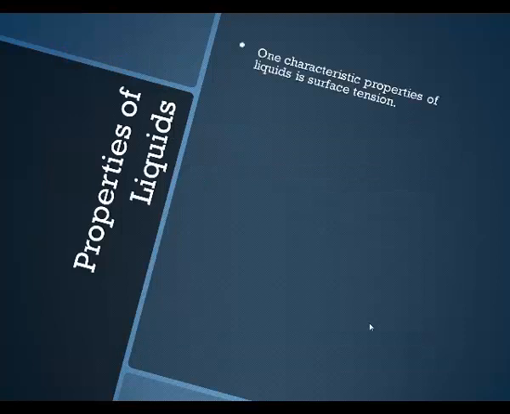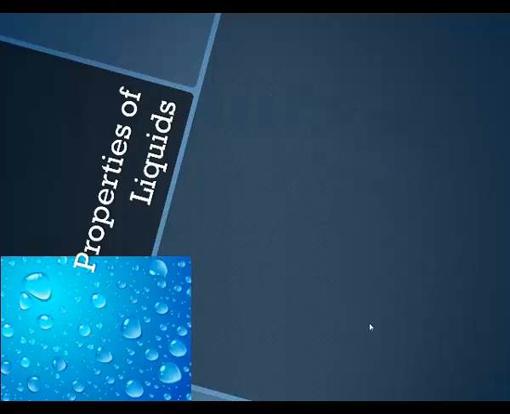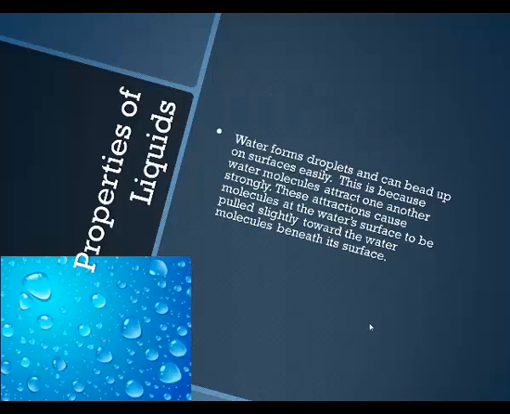Properties of liquids. One characteristic property of liquids is surface tension. Surface tension is an inward force or pull among the molecules in a liquid that brings the molecules on the surface closer together. This allows droplets to form with many liquids, especially water, because those water molecules are attracted really strongly to one another. The attractions cause the molecules at water's surface to be pulled tightly toward the water molecules beneath its surface.